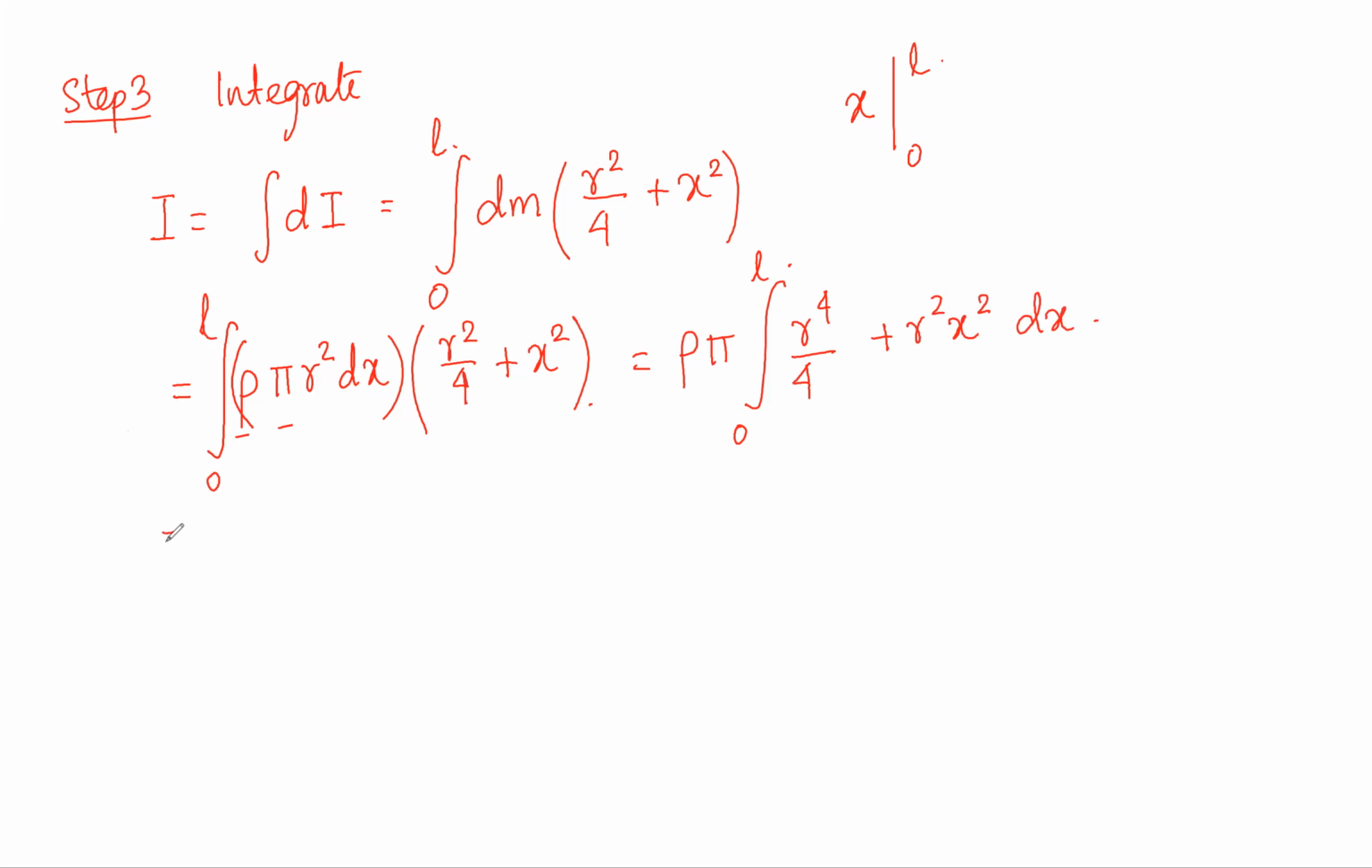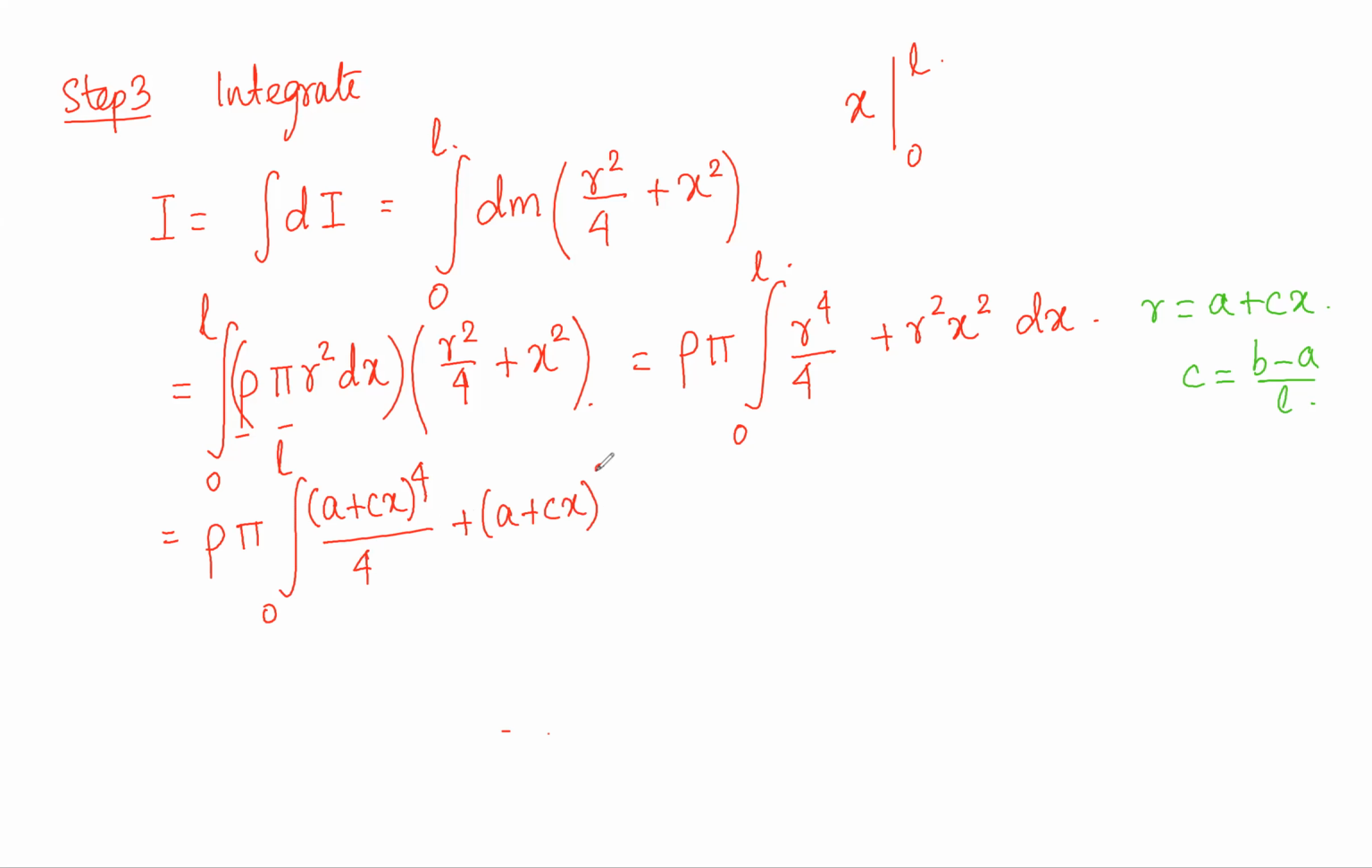Now substitute the value of r over here. So you will need to put the value of r. r is equal to a plus cx, where c is equal to (b minus a) divided by L from the previous page. Okay. So you will need to put those values over here. So this is equal to rho into pi, integration from 0 to L, (a plus cx) to the power 4 by 4 plus (a plus cx) whole squared x square dx.